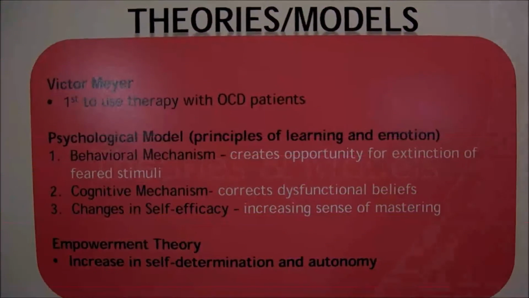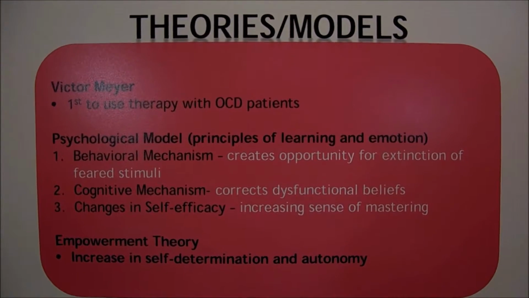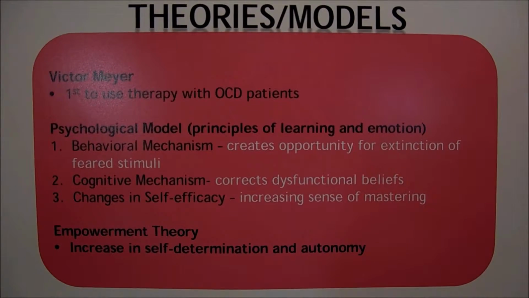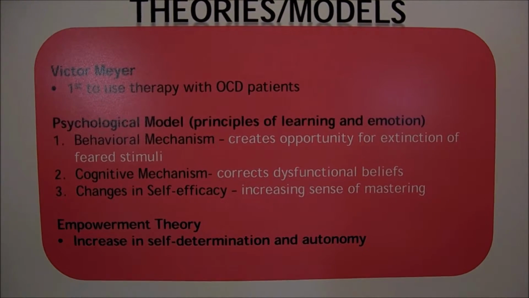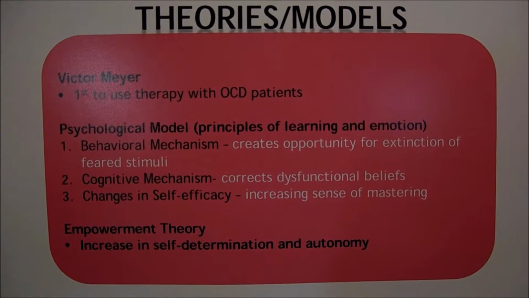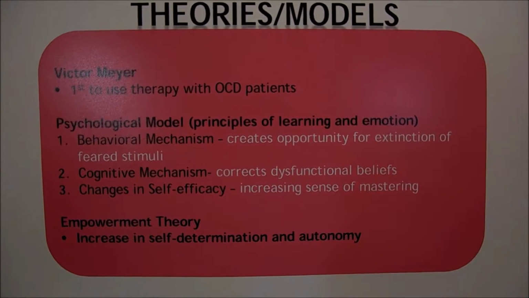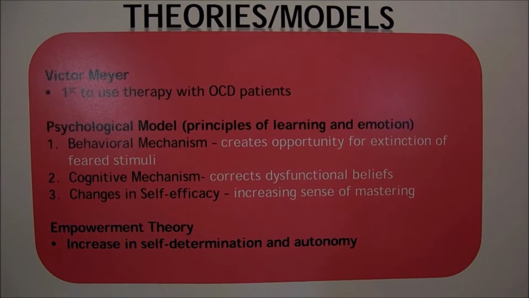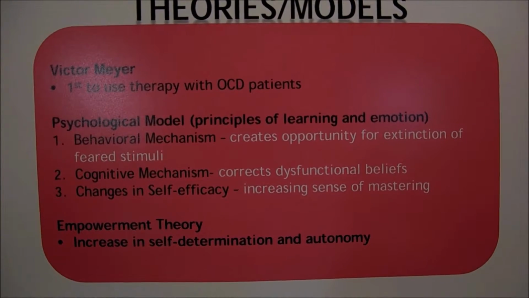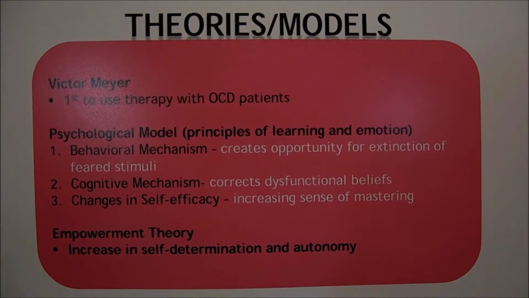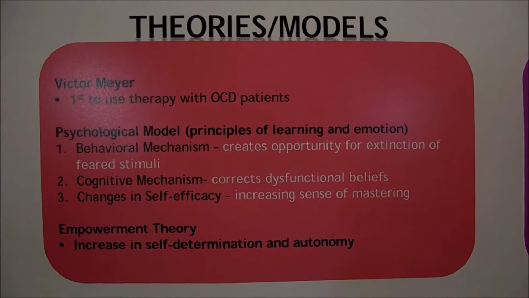So, theories and models associated with exposure and response prevention therapy. The first person who was able to use ERP was Victor Meyer, and he used it with OCD patients. The research shows that he had a really good outcome with the patients he used it on. He also noticed that there is a psychological model associated with ERP, and it includes principles of learning and emotion. It also includes a behavioral mechanism which allows the client to have an opportunity for extinction of the feared stimuli.